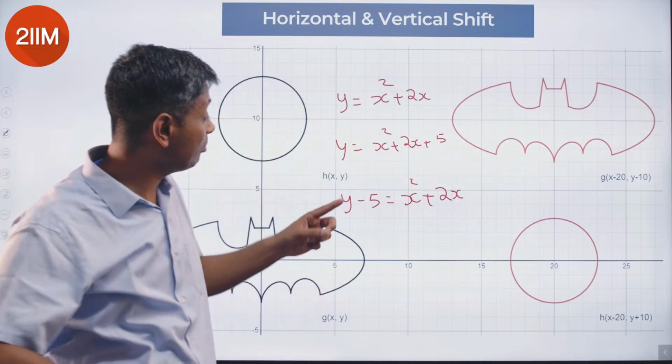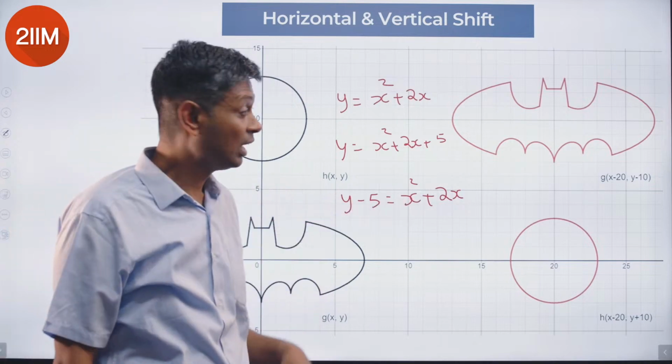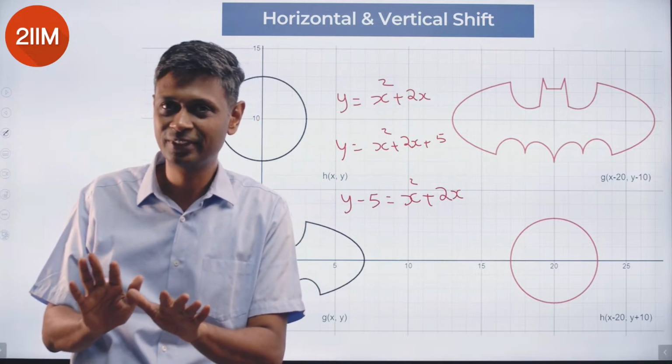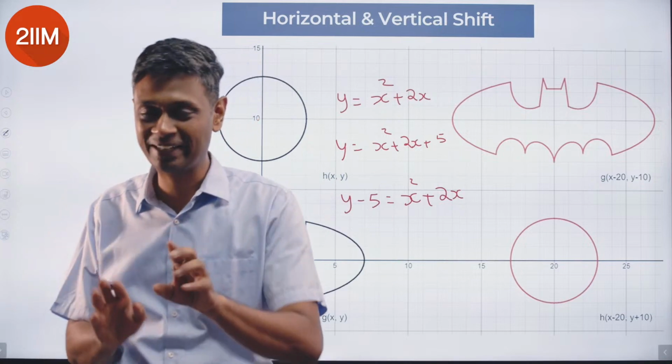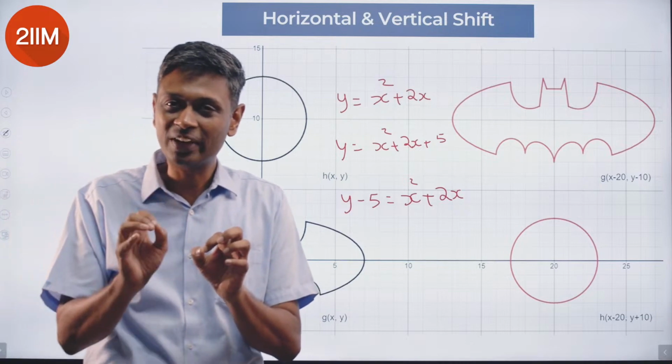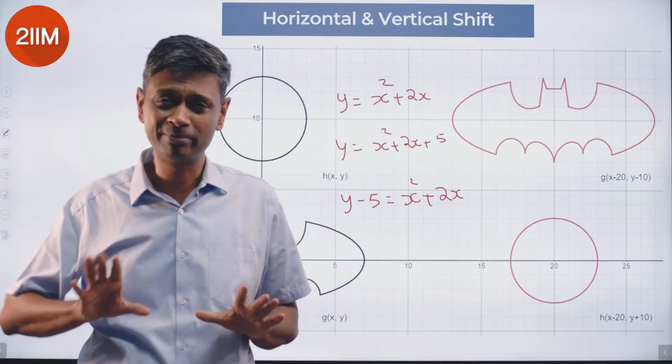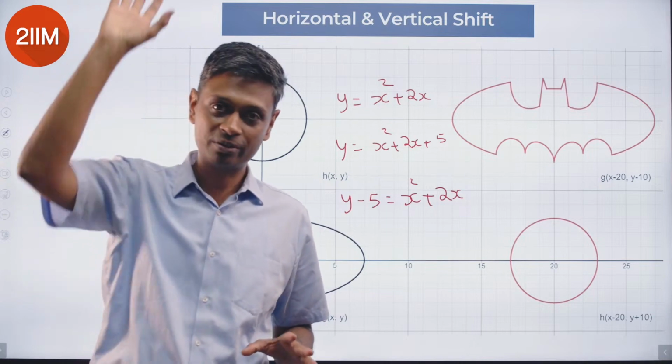Right? Y minus 5 is equal to f of x, and y equal to f of x plus 5 are both same. And so don't go with just a plus and a minus. Y equal to f of x plus 5 or y minus 5 is equal to f of x are both same. I'm dragging the graph up 5 units.